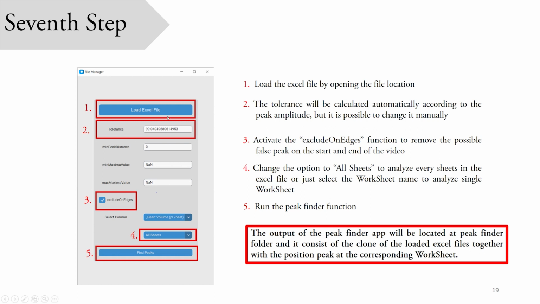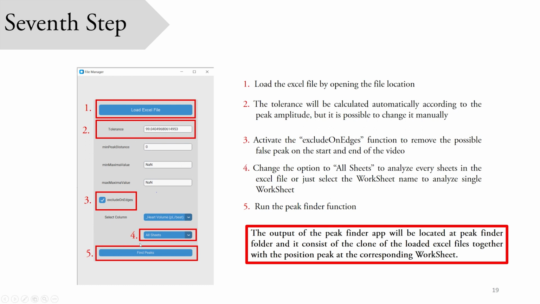Next, after you open the file, the program will automatically calculate the tolerance level for each video, so we don't need to change this part in most cases. After that, we tick the exclude on edge box to remove the possible false peak at the start and at the end of the video.